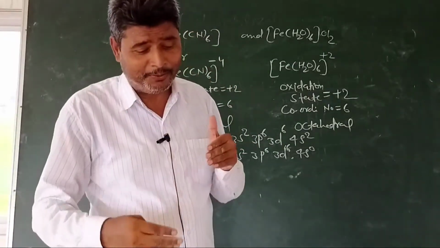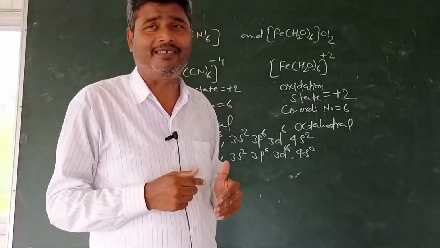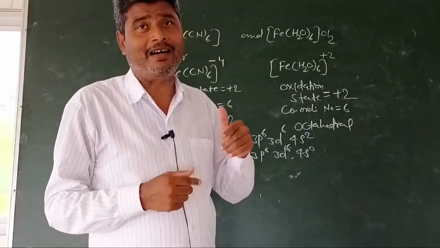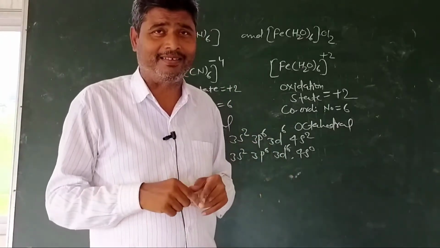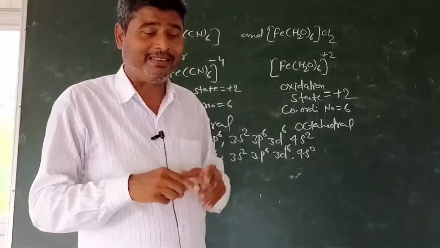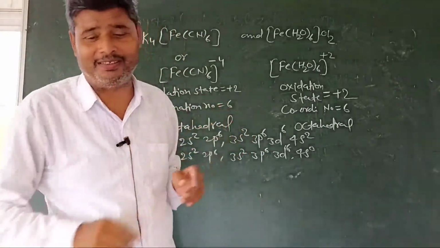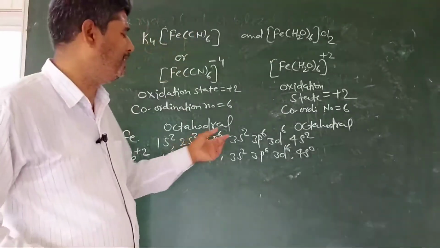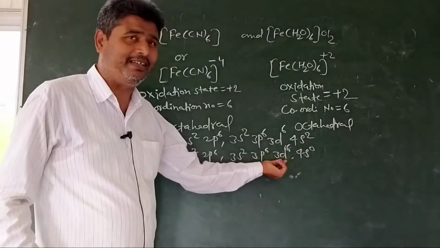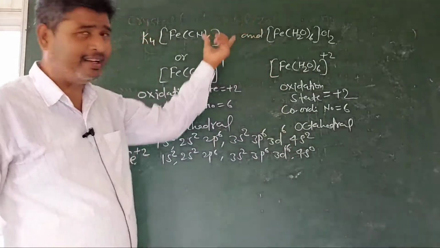Electrons of the T2G set stabilize the complex and electrons of the EG set destabilize the complex. This sense is adopted here. So now I am going to represent the 6 d electrons in CFT for the octahedral complex.